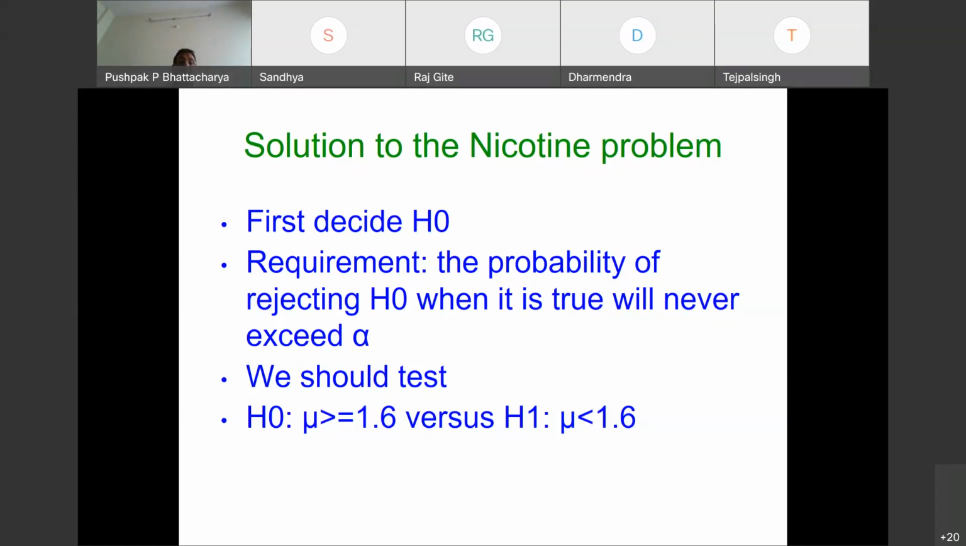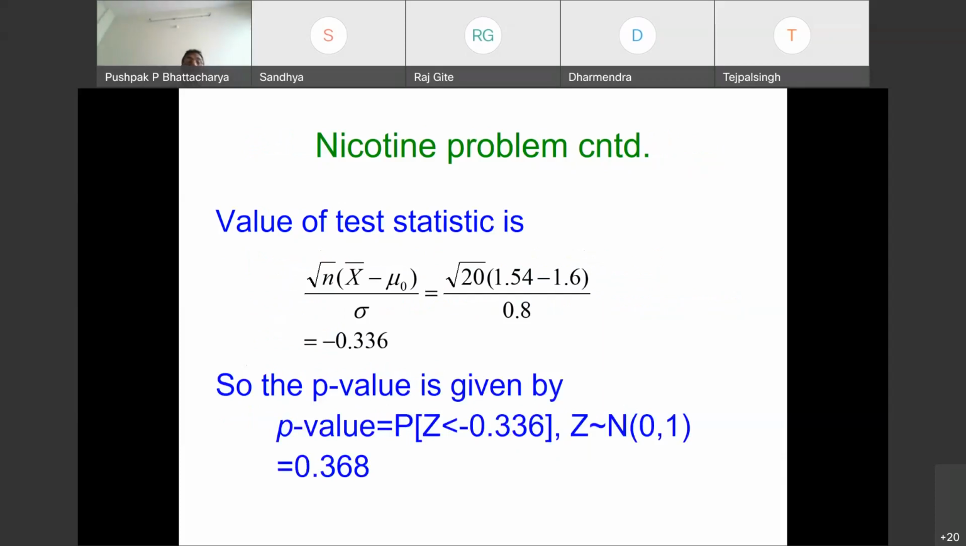We should test H0: mu greater than or equal to 1.6 versus H1: mu less than 1.6. So I'm formulating the hypothesis with the goal of rejecting it. And I'll have to see if the data allows me to reject the hypothesis. Proceeding further, the value of the test statistic is x bar minus mu divided by sigma by root n. This is coming from the central limit theorem.